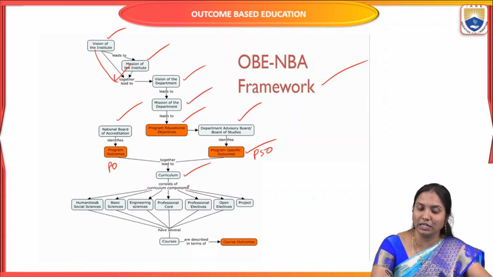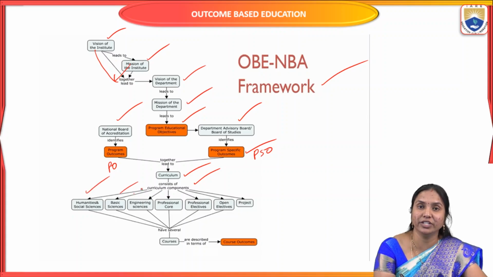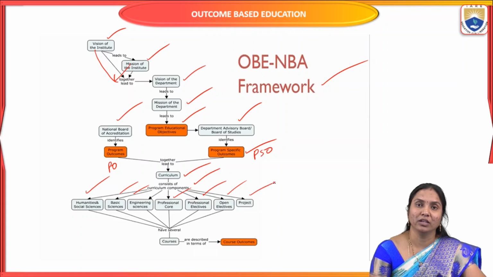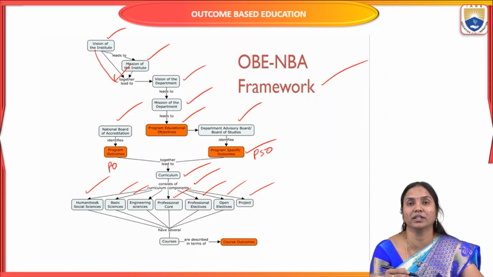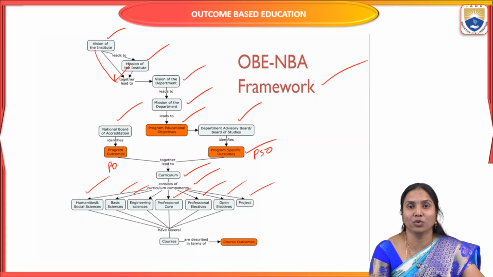This curriculum consists of curriculum components, a variety of different subjects and courses, such as humanity science, social sciences, basic sciences, engineering sciences, professional core, professional electives, open electives, and project. All these have several courses. Each department has several different subjects and courses.